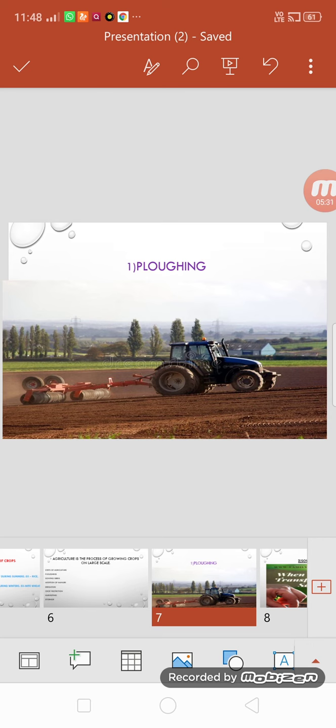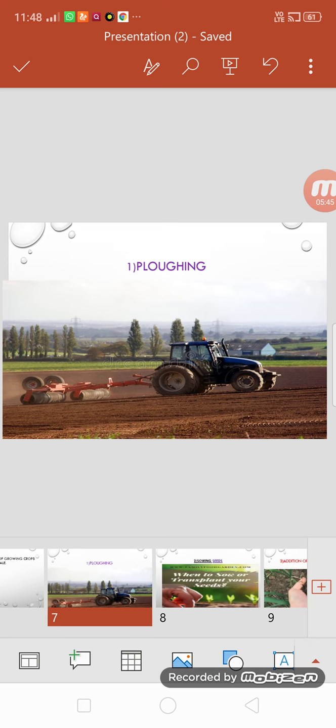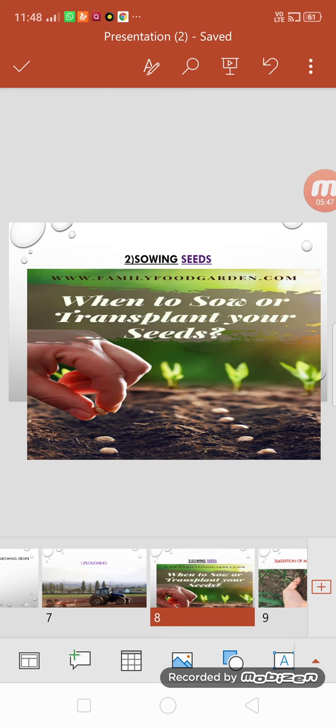The weeds means unwanted plants which were there in the soil will be uprooted, right? So first of all, we need to prepare the soil for the process of agriculture, and this is the first step. Now the second step is to sow the seeds.